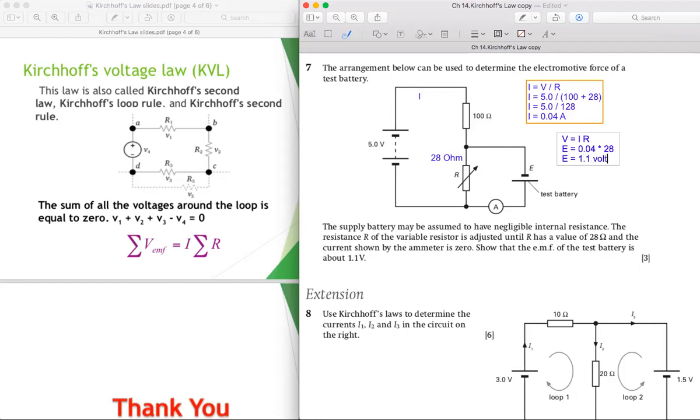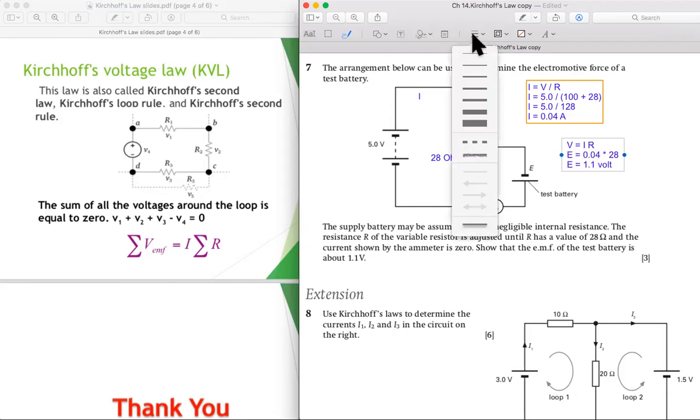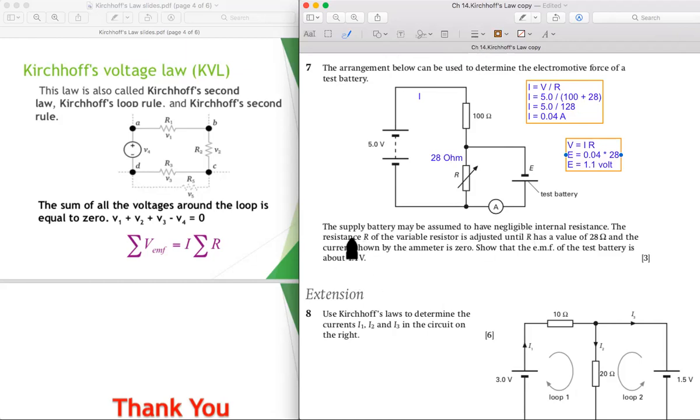So proven, because the answer is about 1.1 volt, and this is also 1.1 volt. So proven. I hope you understand about this one. This is actually still IGCSE, when we talk about potential difference, potential divider, and Ohm's law.